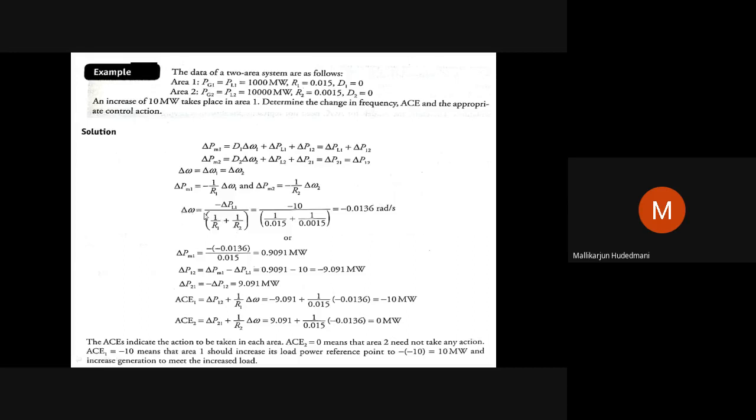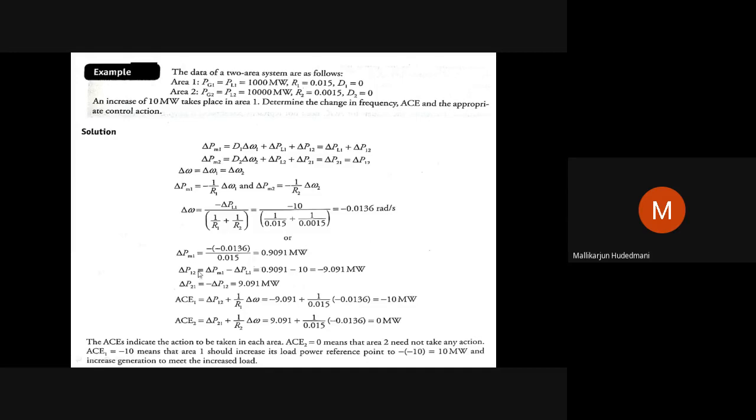So this works out for a 10 megawatt change: 10 divided by 1 divided by 0.015 plus 1 divided by 0.0015, which turns out to be 0.0136 radians per second, because omega is in radians per second. Because it is not mentioned per unit, everything is in fraction. So it is working in radians per second, because the default unit of omega is radians per second.